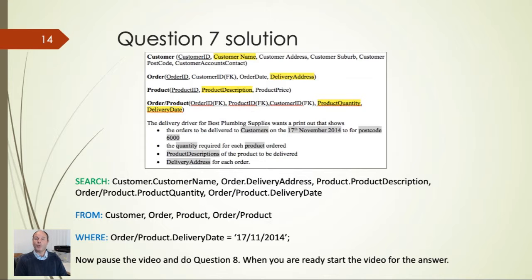We need to use WHERE as the criteria in the delivery date field will be for a specific day. So WHERE order stroke product, full stop, delivery date equals, in quotation marks, 17/11/2014. Now, move on to question 8. And when you are ready, look at the answer on this video.